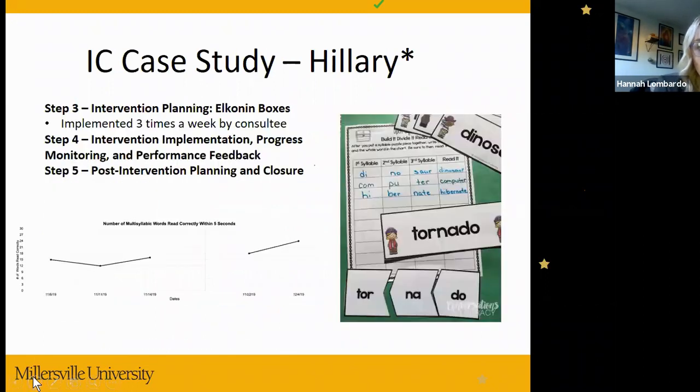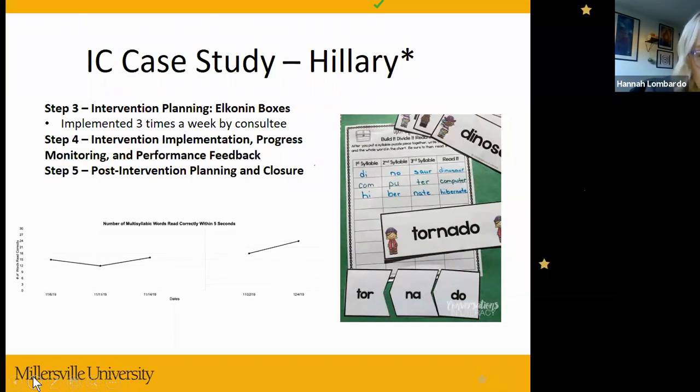If you don't know what Elkonin boxes look like, we have a nice visual to the right over here. That was the intervention that we selected to use to increase Hillary's multisyllabic words and her ability to decode them. This was implemented 3 times a week by the consultee, so by the teacher.